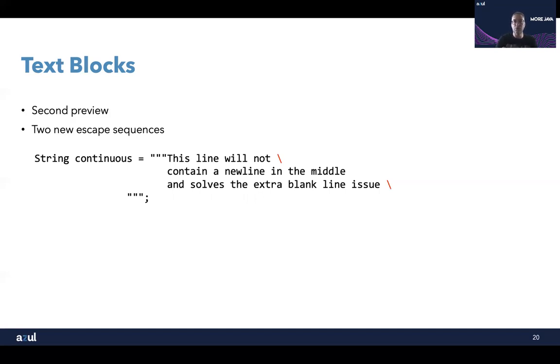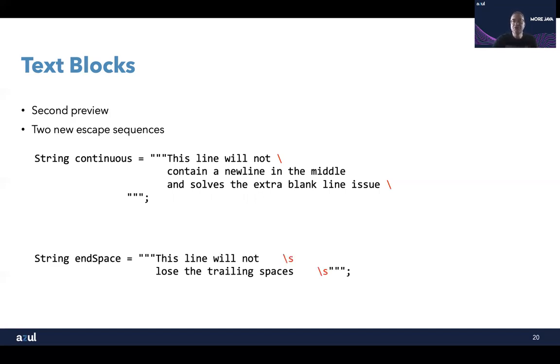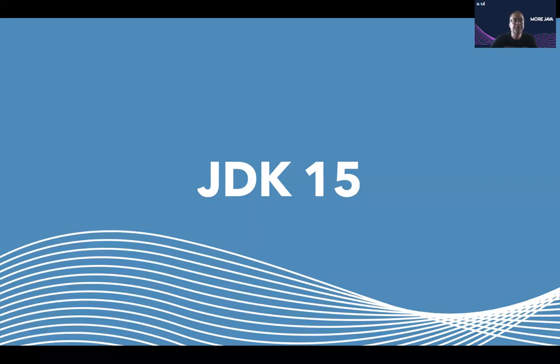That solves the first problem we saw, which is if we want to introduce some intentional indentation, then we need to, by using a backslash, we can avoid that extra blank line. Second thing that was introduced was to address that idea of stripping out the trailing white spaces by adding a backslash s so that you can indicate you do want those spaces to be included in your text block. Again, I'm not quite sure why they had to do that, but that's the way it works.